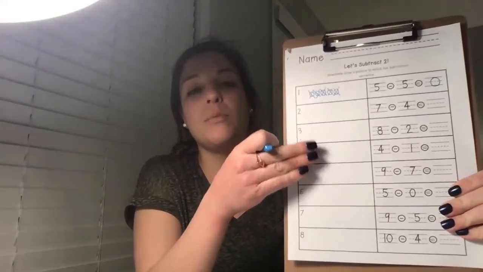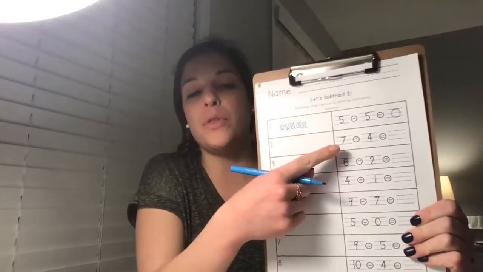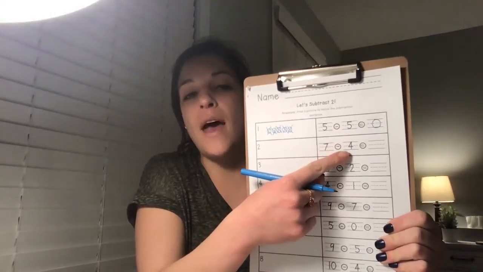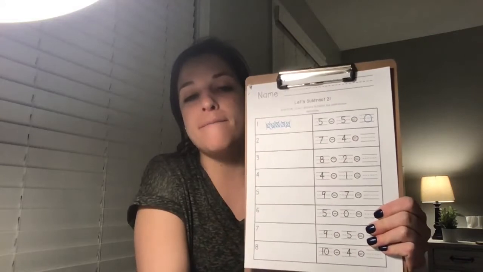Okay? You're going to do the same thing for the rest of your problems. Okay? Make sure to start with your whole group. Take that number away, and then circle your leftovers and write how many you have. Okay? Get it? Got it? Good. All right. Keep up the great work subtracting.